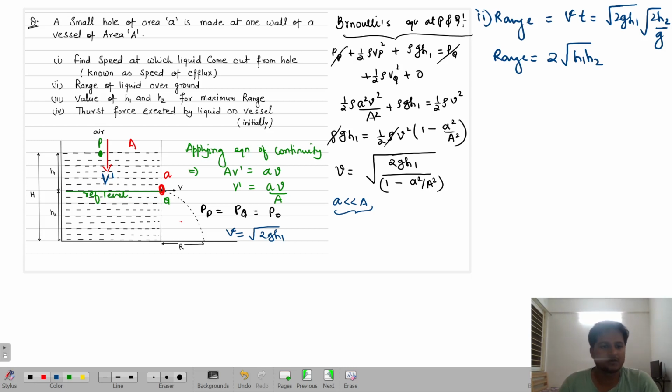So range of liquid is over the values of h1 and h2. For maximum range, now you tell me what will be that relation? What can be this h1 or h2 relation such that the range is maximum? Is equality going to bring us maximum range?